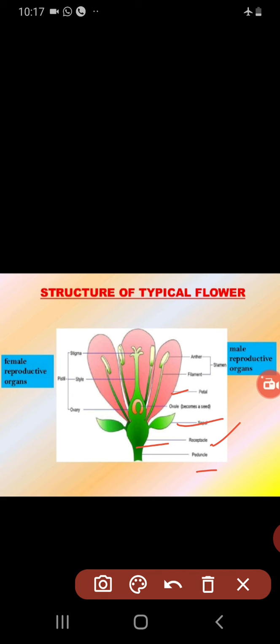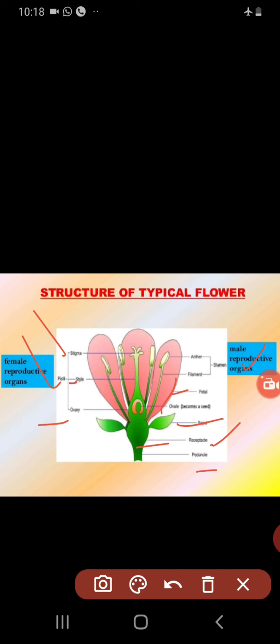Then coming to the next part of the flower, that is the male reproductive part of the flower, which is known as the stamen. This stamen consists of two parts. First part is the anther and the other part is the filament, right students? Now this filament is a long stalk that bears an anther at the top. Next whorl of the flower is the female reproductive organ, which is known as the pistil. It is also known as the carpel. It has three parts: stigma, style, and the ovary. These are the three parts.